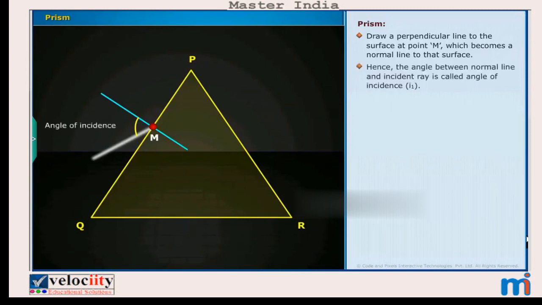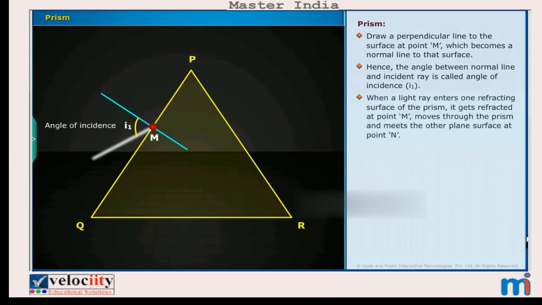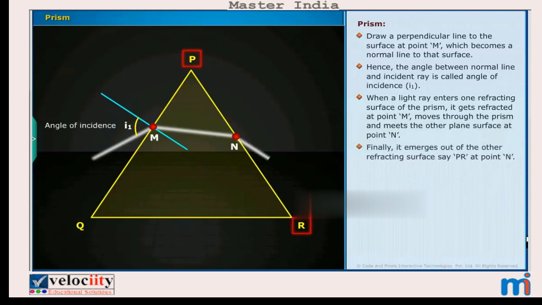Hence, the angle between normal line and incident ray is called angle of incidence, I1. When a light ray enters one refracting surface of the prism, it gets refracted at point M, moves through the prism and meets the other plane surface at point N. Finally, it emerges out of the other refracting surface, say PR, at point N.